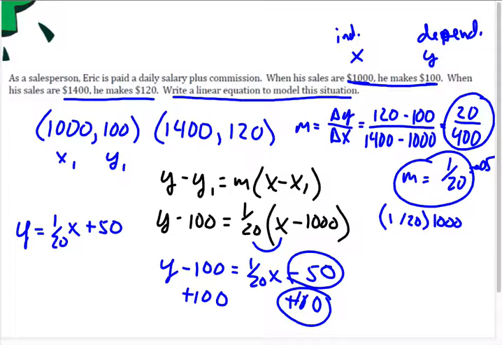So you could use this little equation to make predictions, like what if you had a $5,000 sales day? Well, that'd be y equals 1/20th times x, and x is your independent variable. That's your sales, so that's 5,000, plus 50. I'll let you do that on your calculator. You can try that out and see what you get.